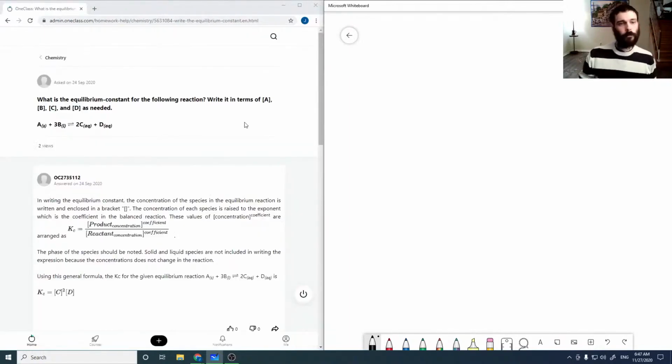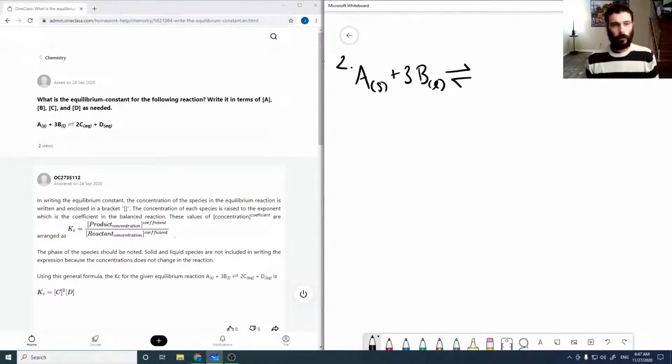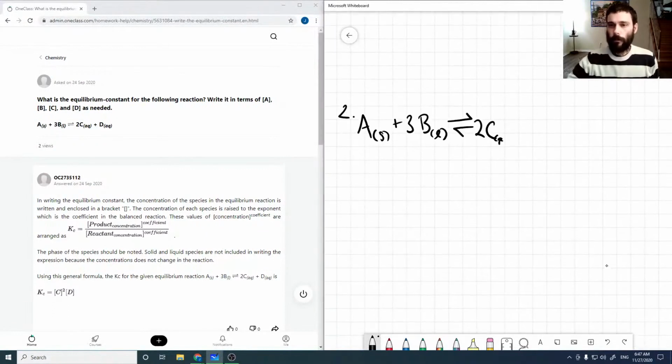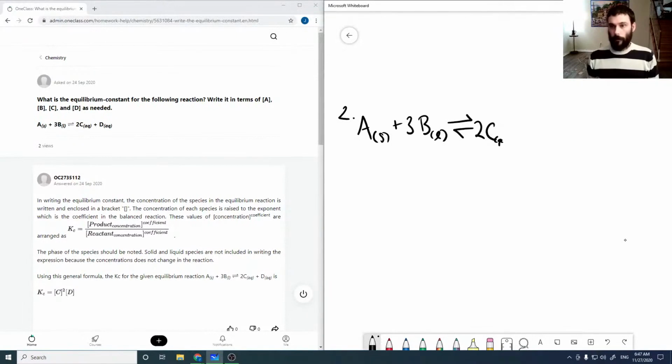So for this one, it's just asking what is the equilibrium constant for the following reaction in terms of the concentrations of each of the species. So this is just more of a general equation. So we have some solid plus some liquid going to our aqueous constituents.